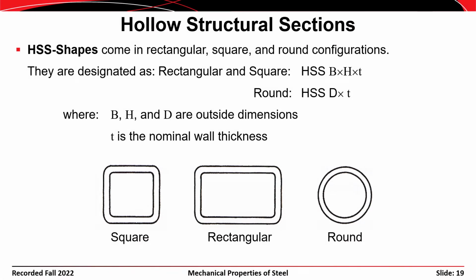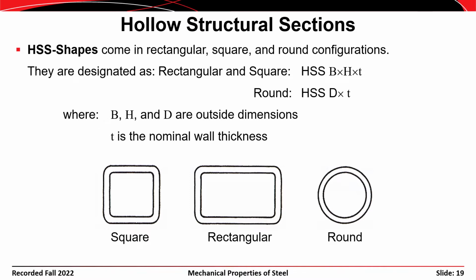Hollow structural sections are another common shape that you'll find in steel buildings. They come in square sections, rectangular sections, and round sections. So they're designated for rectangulars as HSS B by H by T. And for round sections, they're designated as HSS D by T. So B is the breadth of the section, or the width, H is the height, and T is the thickness. And then D, of course, would be the diameter for a round section.